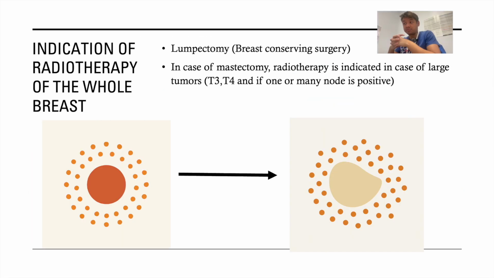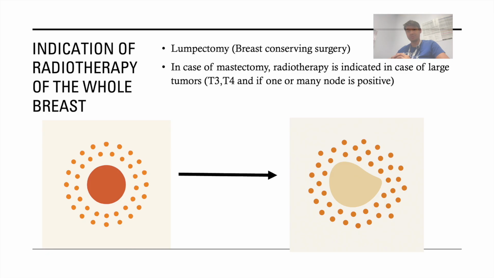The goal of radiotherapy after surgery is to eliminate any microscopic disease that might remain in the breast after lumpectomy. In other words, radiotherapy acts as a local treatment that replaces mastectomy. It allows us to conserve the breast while still achieving excellent local control. Radiotherapy is therefore systematically indicated after a lumpectomy. After a mastectomy, it's indicated in cases of large tumors such as T3 or T4, or when one or more lymph nodes are positive.